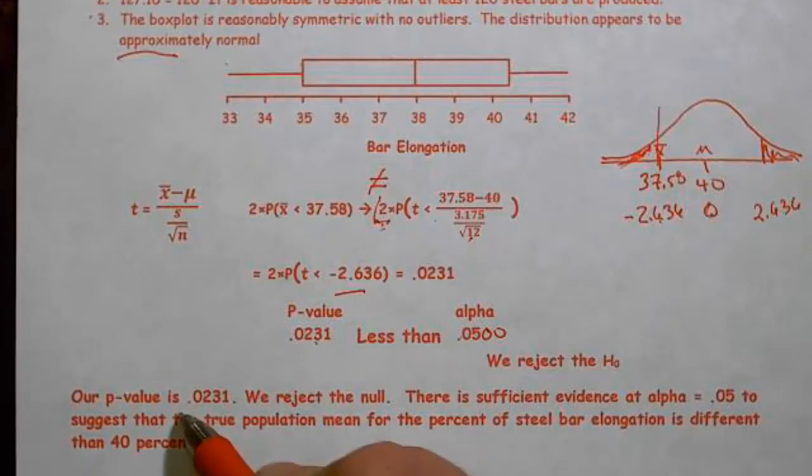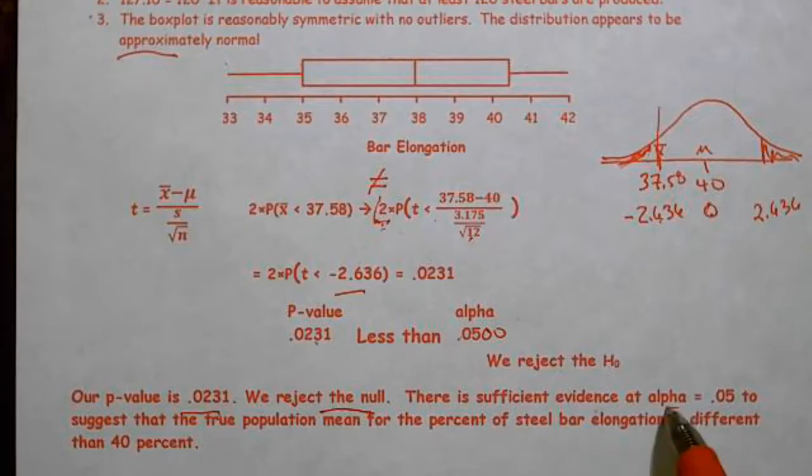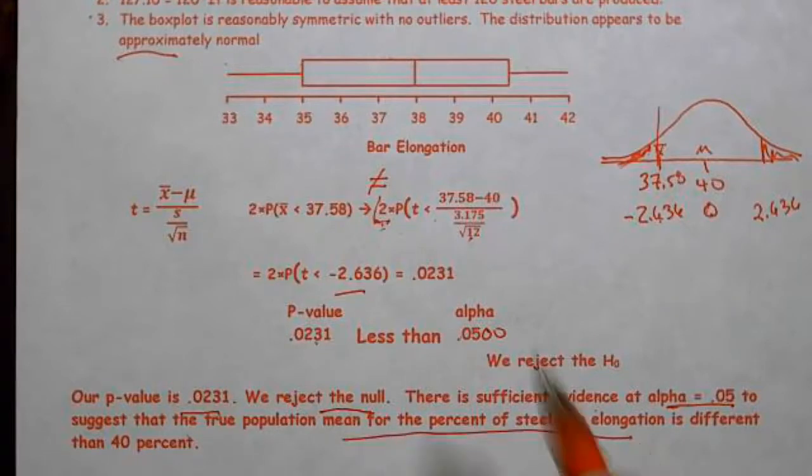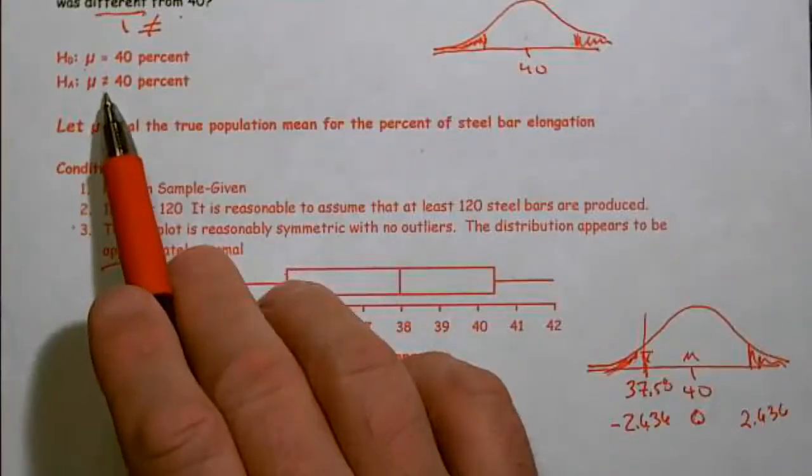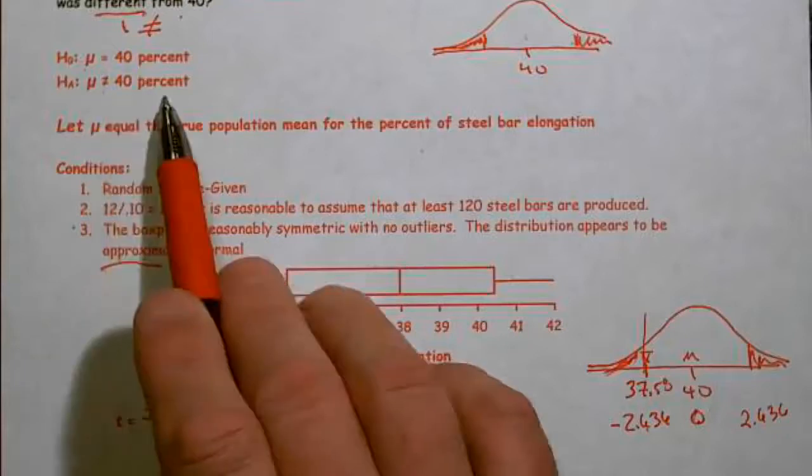And this just came from our calculation. This was our decision. There is sufficient evidence at our test level to suggest that the true population mean for the percent of steel bar elongation, that was our definition above, is different, or if you wanted to, is not equal to 40%. And once again, that's a restatement in words of this. So is different than 40% or is not equal to 40%.